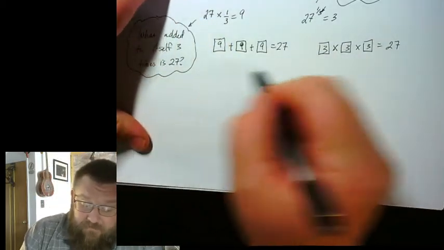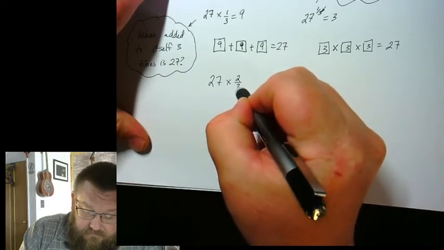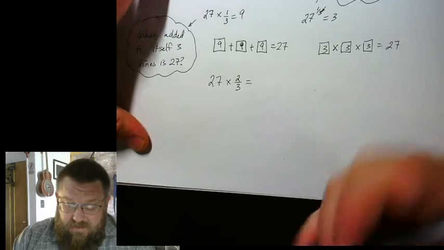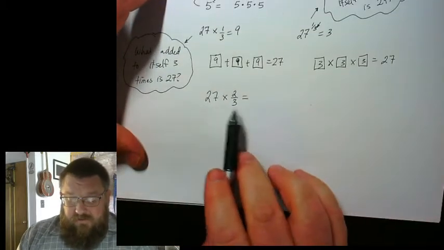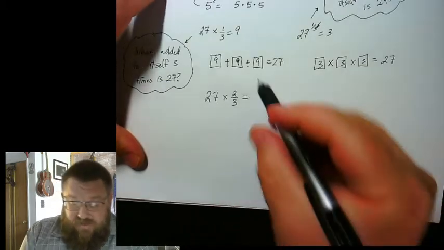Now, before we do, though, what if you had this? What's that equal? Well, the way you would do it, you'd say, well, 3 goes into 27 9 times, 2 is 18. So, of course, it's 18, right?